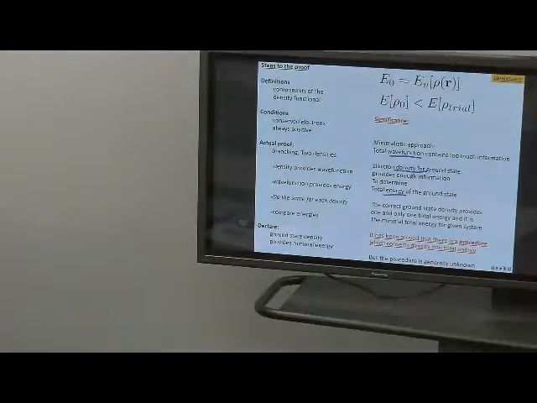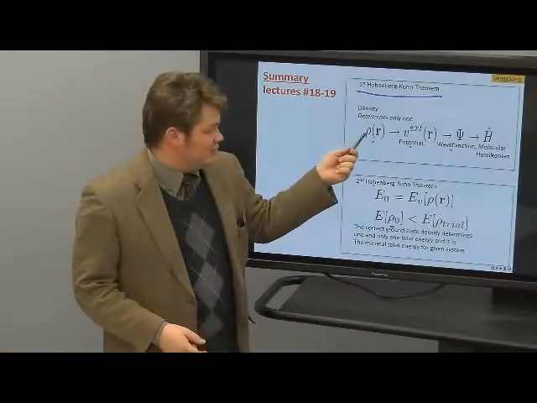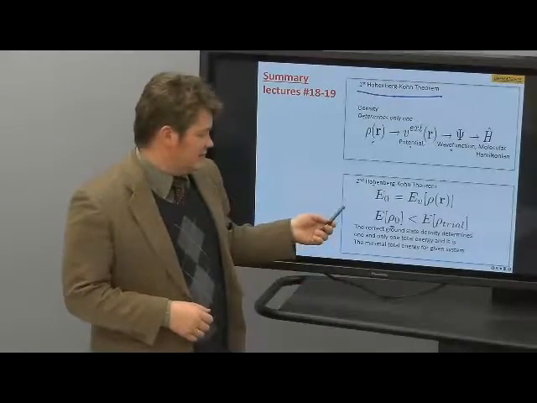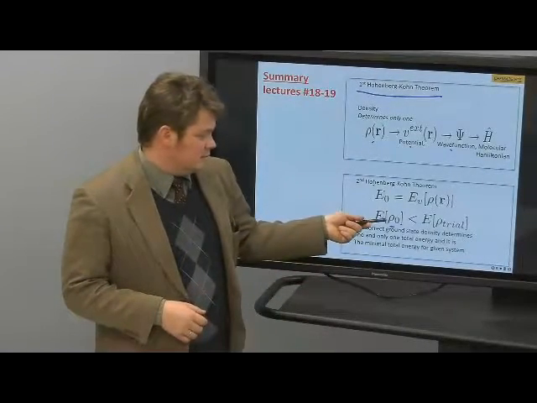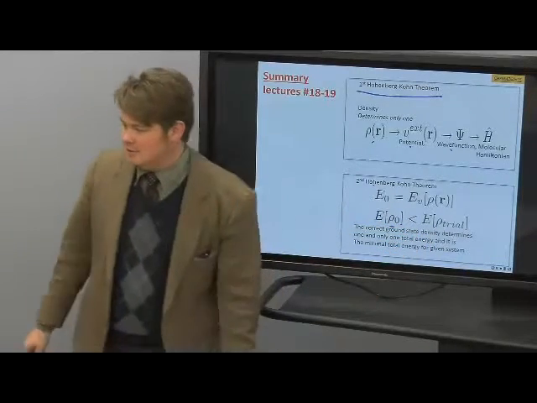Let me see if there are some more statements. Okay, summary. First theorem: from density we get the external potential, and so the Hamiltonian. Good. Second theorem: the ideal density minimizes the total energy compared to any other density.